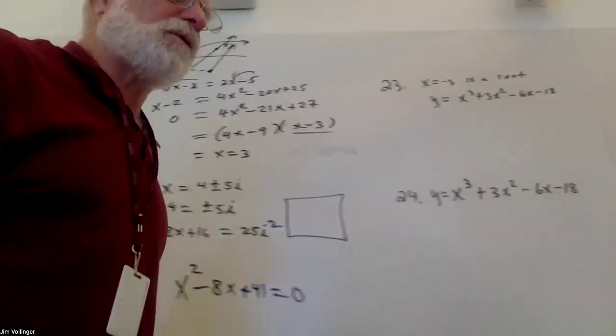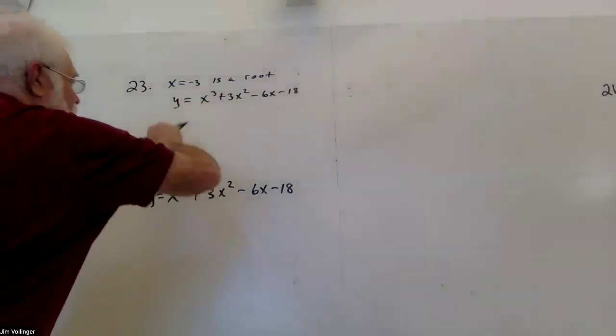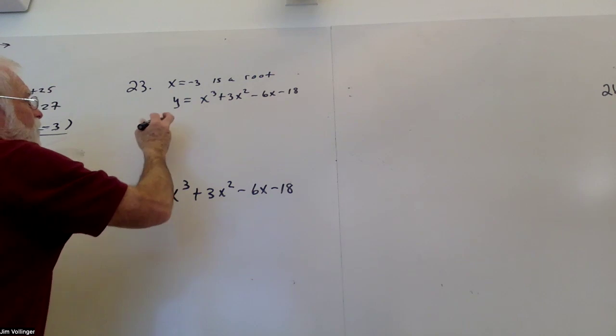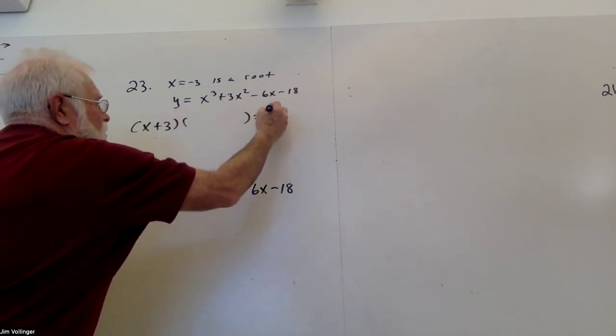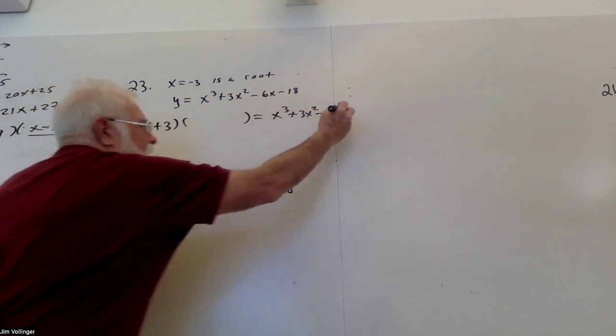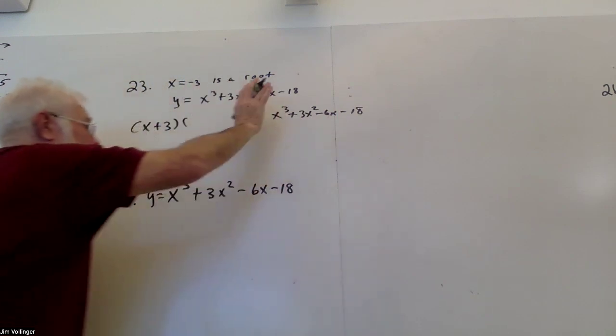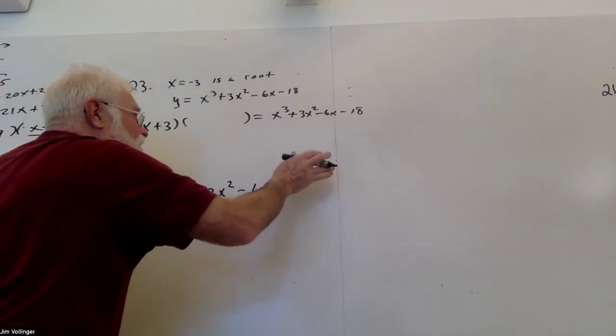If x minus 3 is a root, and let's find the others, then it's also a factor. If x minus 3 is a root, then when I do x plus 3 times what equals x cubed plus 3x squared minus 6x minus 18? I don't need long division here. Long division, you use it when you can't do it in your head.